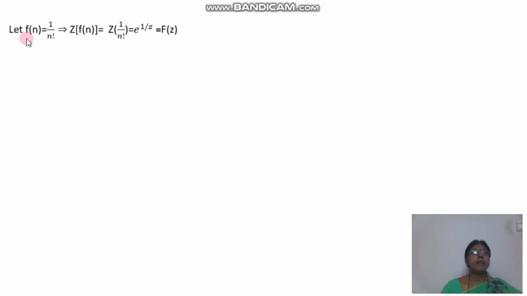For that purpose, first let f of n is equal to 1 by n factorial. That implies z transform of f of n is equal to z transform of 1 by n factorial. What is z transform of 1 by n factorial? E power 1 by z. We show the answer as a function of z, that is, z transform of f of n is equal to f of z. When f of n is equal to 1 by n factorial, then f of z is e power 1 by z. Now by using damping rule, we have z transform of a power n f of n is equal to f of z by a.